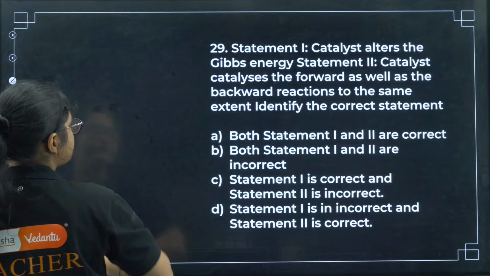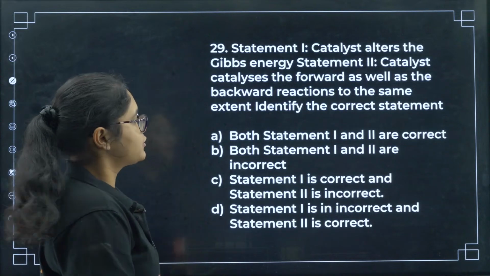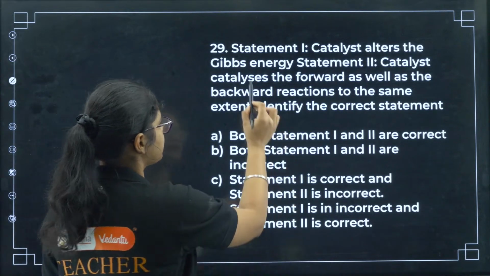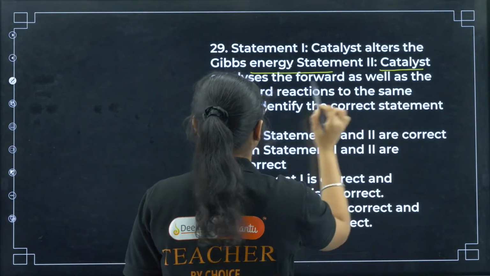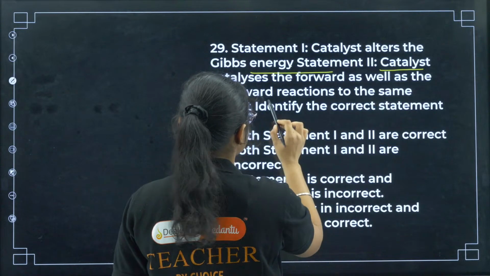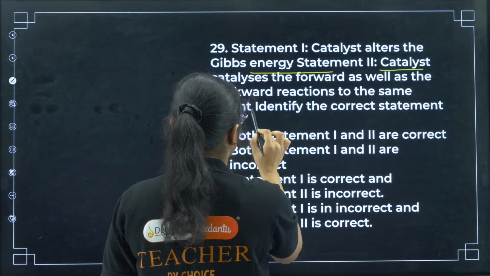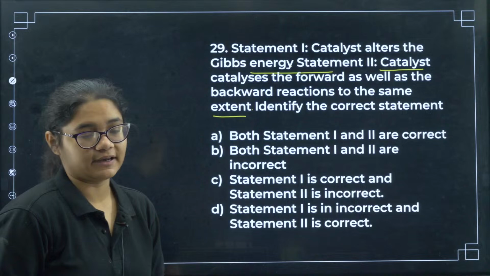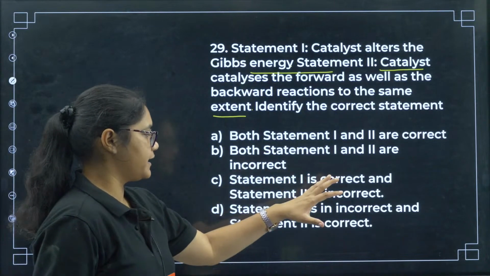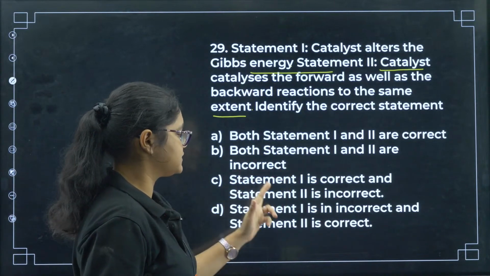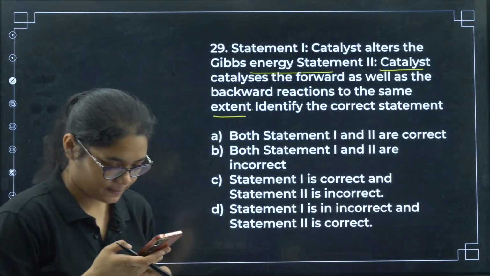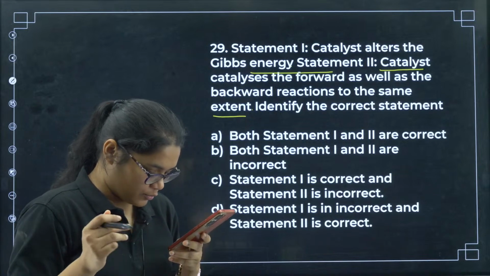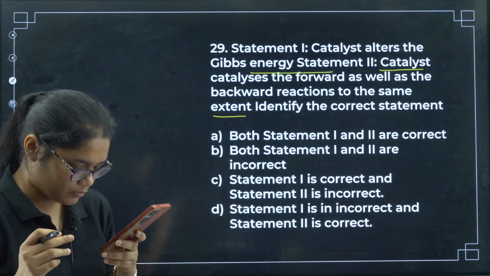Okay, next question, statement based question. Statement number 1: catalyst alters the Gibbs energy. Statement number 2: catalyst catalyzes the forward as well as the backward reaction to the same extent. Identify the correct statement. Both the statements are correct, both the statements are incorrect, statement 1 is correct and 2 is incorrect, or 1 is incorrect and 2 is correct. Okay, Raghu has a doubt here. Ma'am, I have a doubt in SHE.